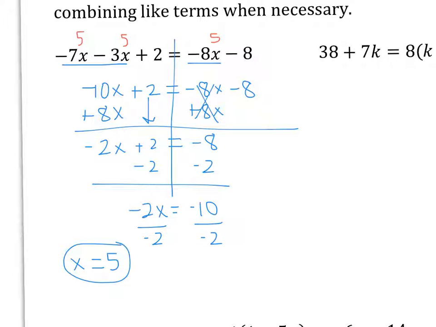So I have negative 7 times 5 minus 3 times 5 plus 2, and I get negative 48 on this left-hand side. So I'm going to write negative 48. And over on the right-hand side, I have negative 8 times 5 minus 8 equals negative 48. So I know that I'm right. I would suggest checking your work with your calculator, just as I did a little bit ago. Let's move on to the next example.